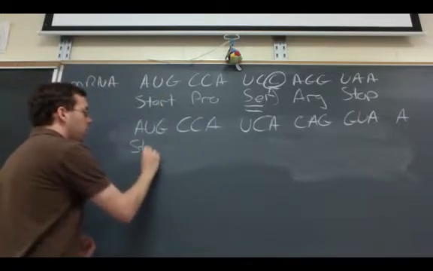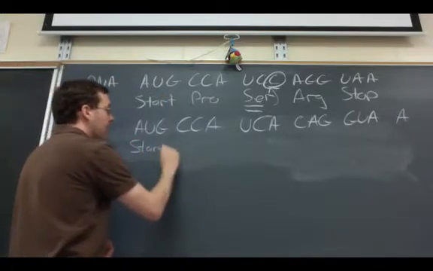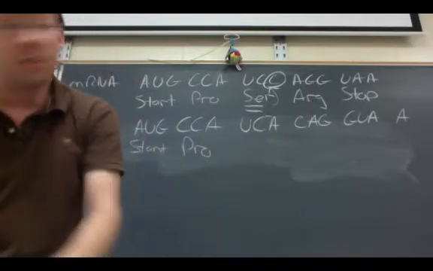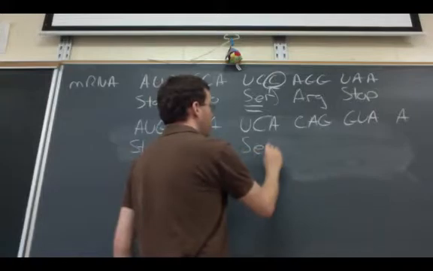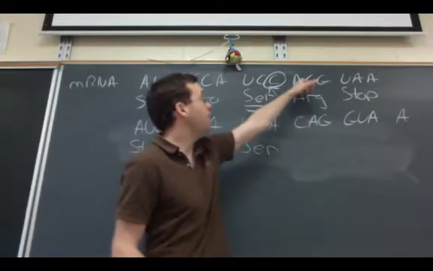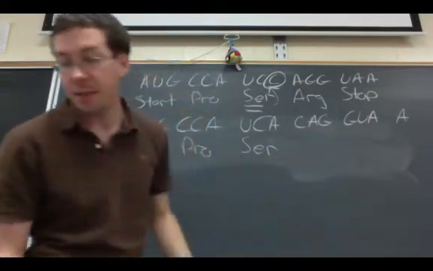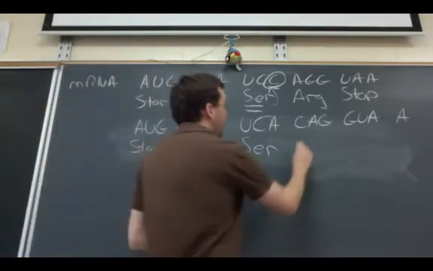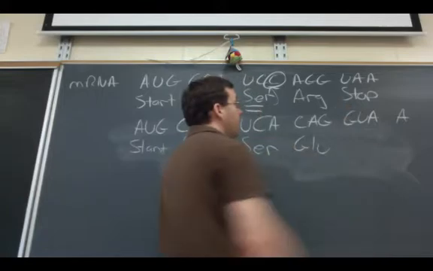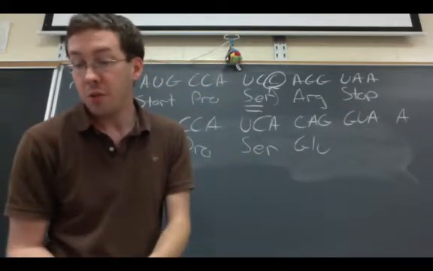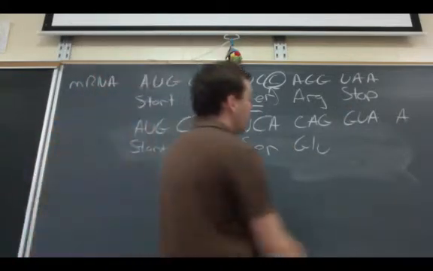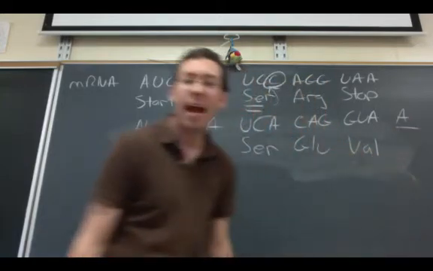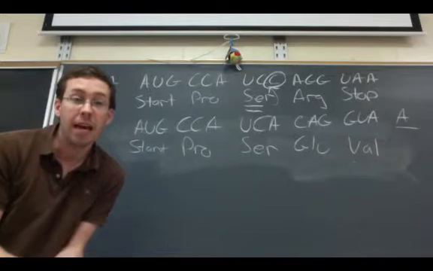UAG is still your start codon, and CCA is still proline. But now we have UCA. UCA is still serine, luckily enough, but instead of AGG, we have CAG. And CAG is glutamine. And instead of a stop codon, we now have GUA. GUA is valine. And then we have this extra letter here. So you see what happens when we have a Frameshift mutation.